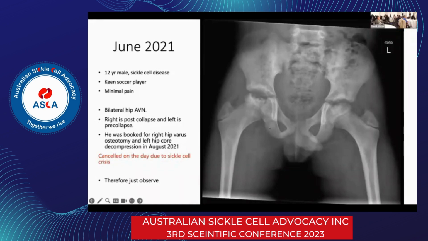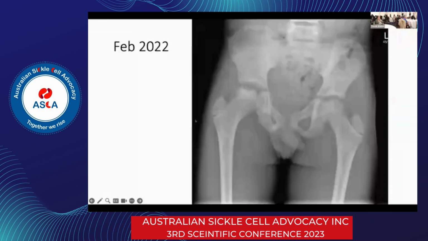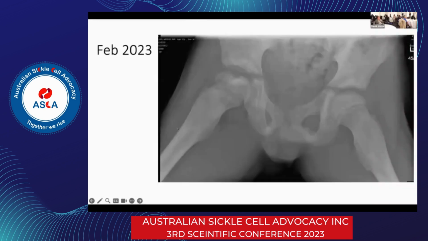And this patient actually was booked for surgery to drill that area. And they had a sickle cell crisis on the day of their surgery, so they were postponed, and eventually did so well with non-operative management and physiotherapy they didn't require drilling. So you can see there's no collapse there, and that seemed to reossify and remodel quite nicely. And that's their final result early this year.